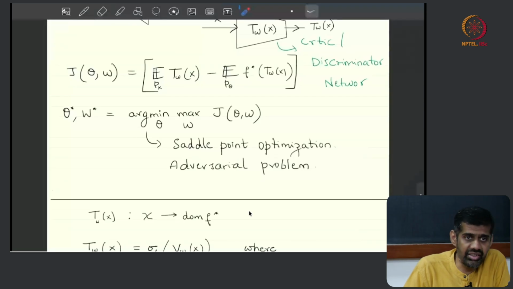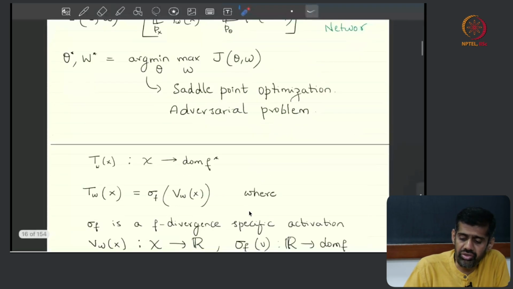Let us represent that as J of theta comma w, because it is a function of both the parameters of the generator network and the critique neural network, or the critique function. So the problem that we want to solve is of this form: we seek the minimum saddle point of this function, or we want to solve this min-max optimization problem where the maximization is over w and the minimization is over theta. That is the problem that we are trying to solve.